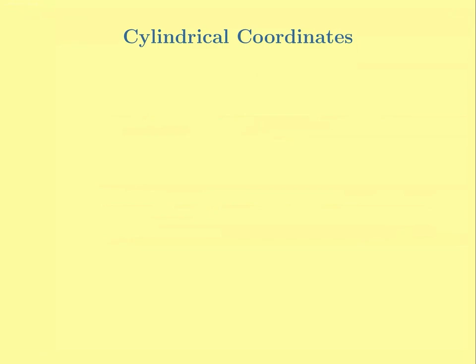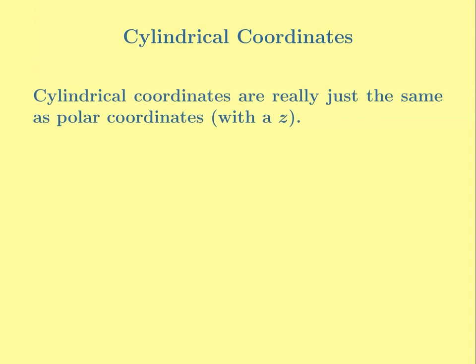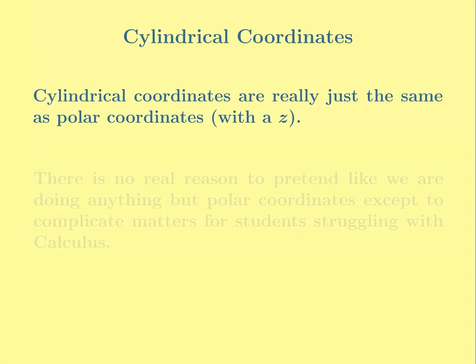So now I'm going to talk about cylindrical coordinates. And this is going to be a short lecture, in part because cylindrical coordinates are not really anything different than what we did with polar coordinates. We're just adding a z, and this z is the same z you're used to in rectangular coordinates.